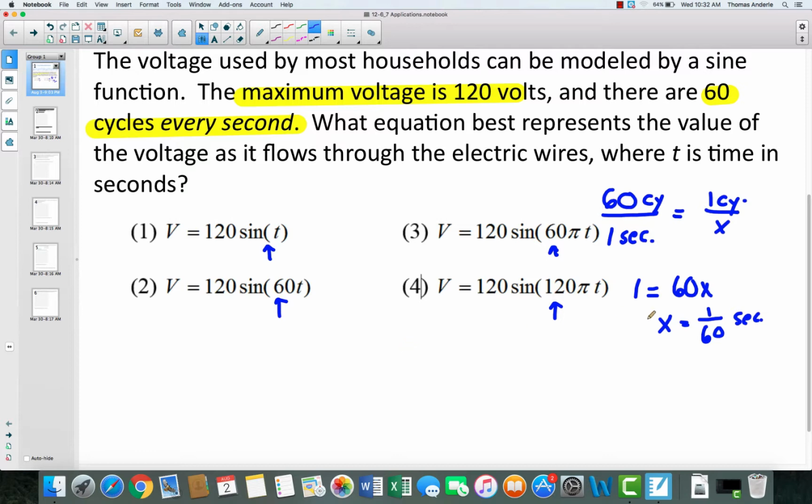But remember, in our equation, the number that's right here stands for the frequency. So we have the period. If we have the period, we can get the frequency, because the formula for the period is 2 pi divided by frequency. Well, we have the period. It's 1/60th. That has to equal 2 pi divided by x. Cross multiply, we have x equals 120 pi. So that is our frequency. It's going to wind up being choice 4.